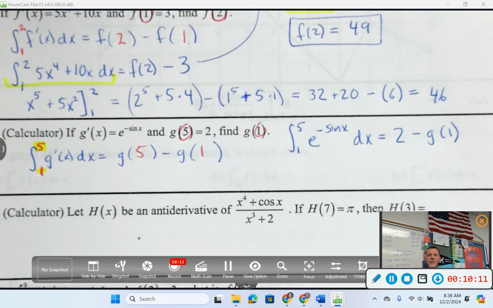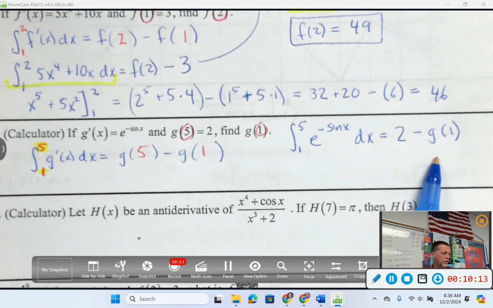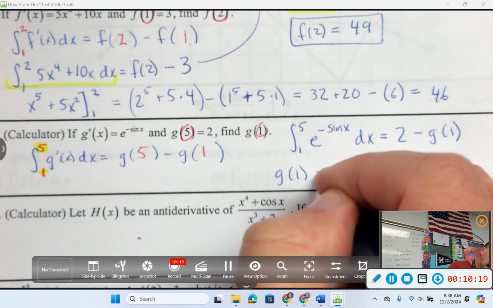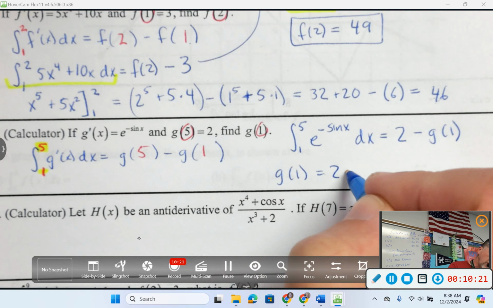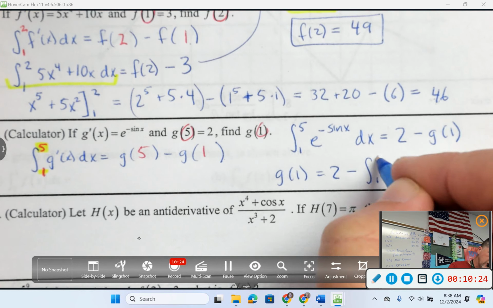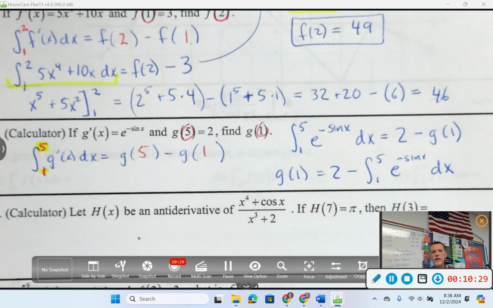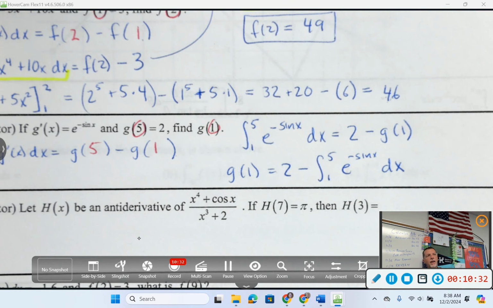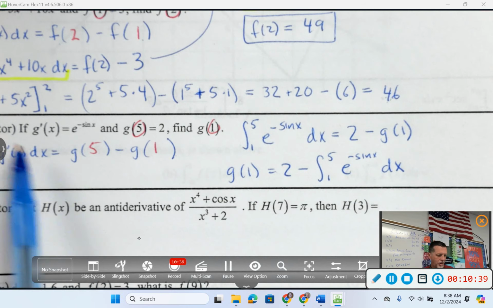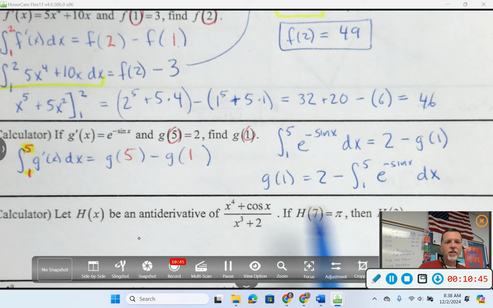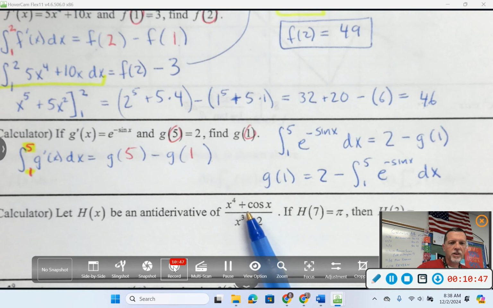I don't really want to grab the calculator yet. Let's solve for g of 1, and then we'll go to the calculator. So I'm going to move g of 1 to the left-hand side and move this integral to the other side, subtract it over. On the last problem, I was able to evaluate this integral without a calculator. This one says I'm able to use a calculator. So let's grab a calculator and see if we can figure out how to make the calculator do that. I'm going to press pause.